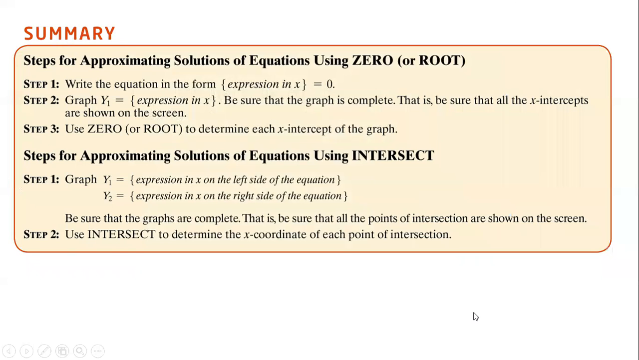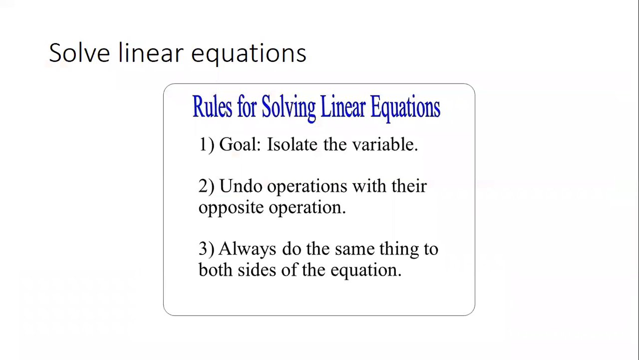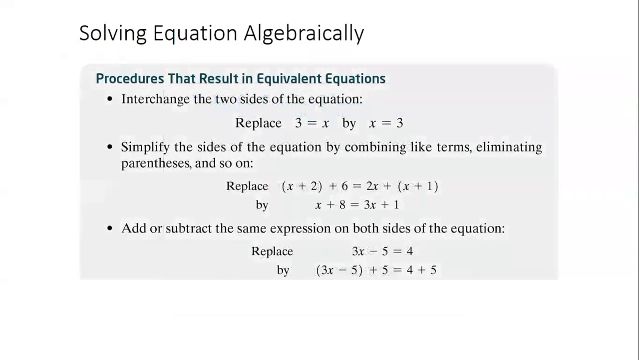Cool. All right. Now, solving linear equations by hand, algebraically. Rules for solving linear equations. The goal is to isolate the variable, undo operations with their opposite operation, and always do the same thing to both sides of the equation, right? Simple enough? We got that. So for example, here, interchange the 2 sides of the equation. If I have 3 equals x, I can simply switch it to x equals 3 and be done, okay?